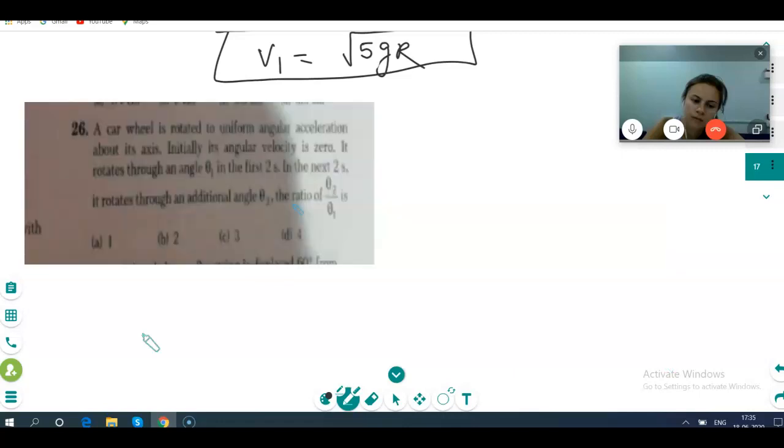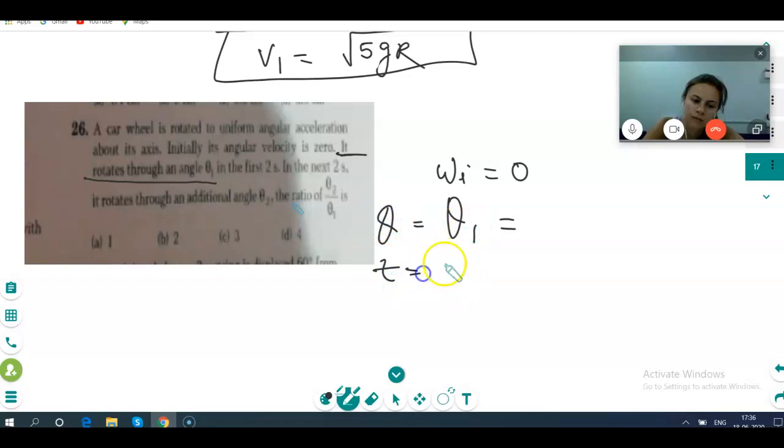Okay, it's very hard to see. A car wheel is rotated with uniform angular acceleration about its axis. Initially, its angular velocity is 0. You write omega i is 0. Then it rotates through an angle theta 1 in the first 2 seconds. First 2 seconds, correct? It rotates through an angle theta 1, means the displacement is theta 1 and time is 2 seconds.